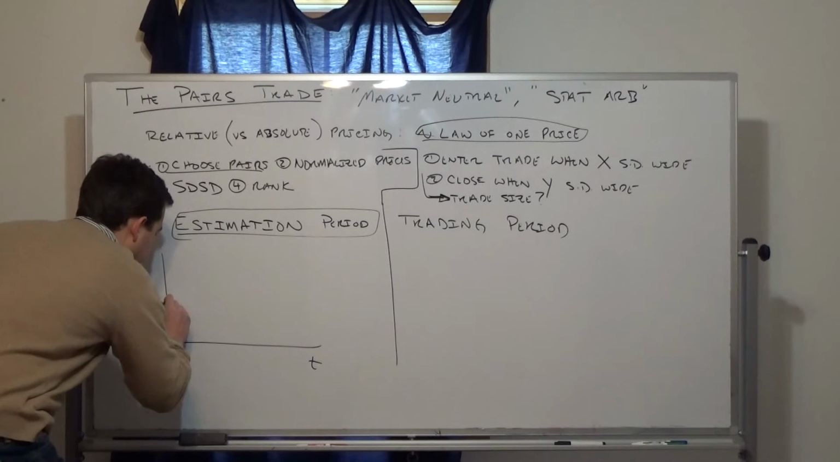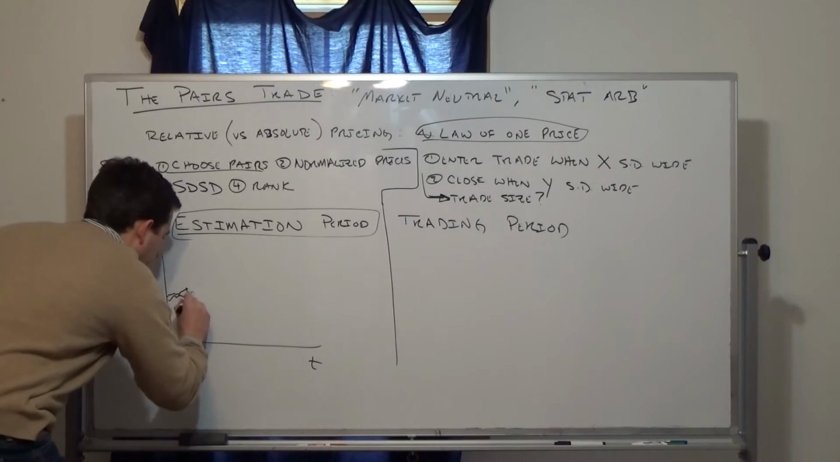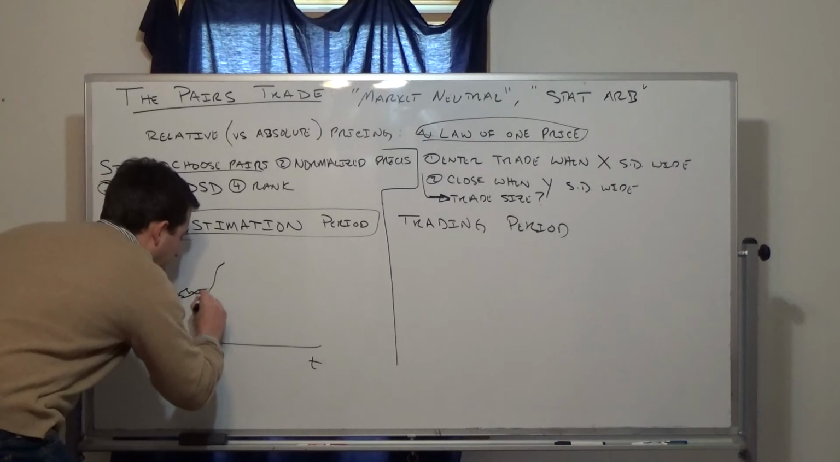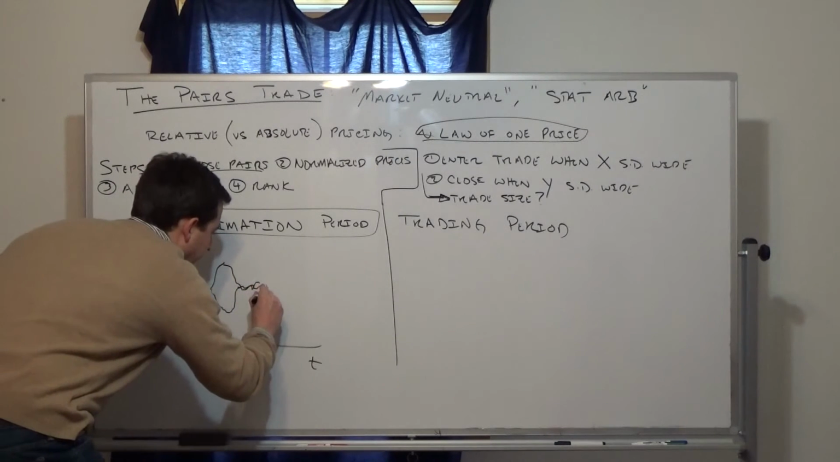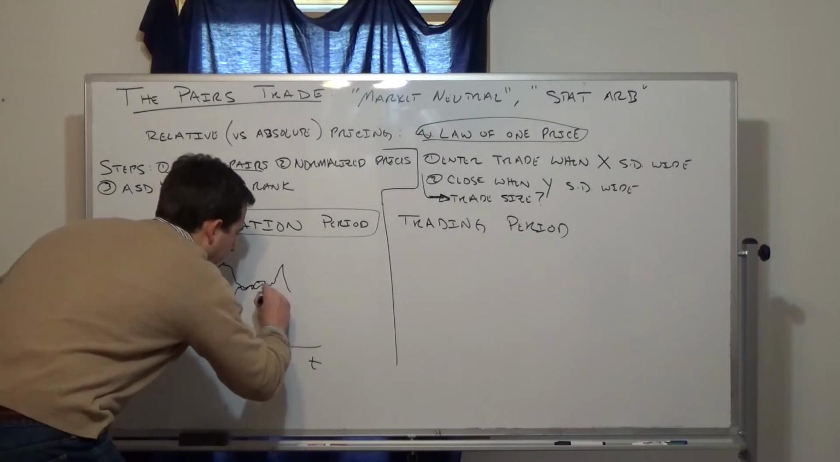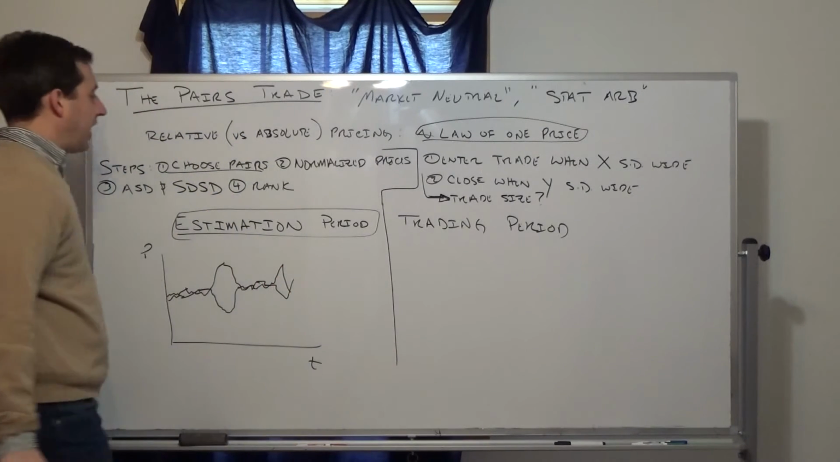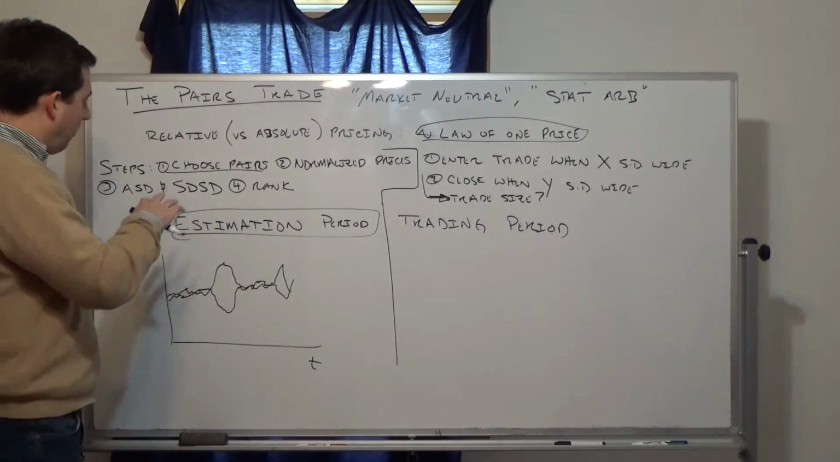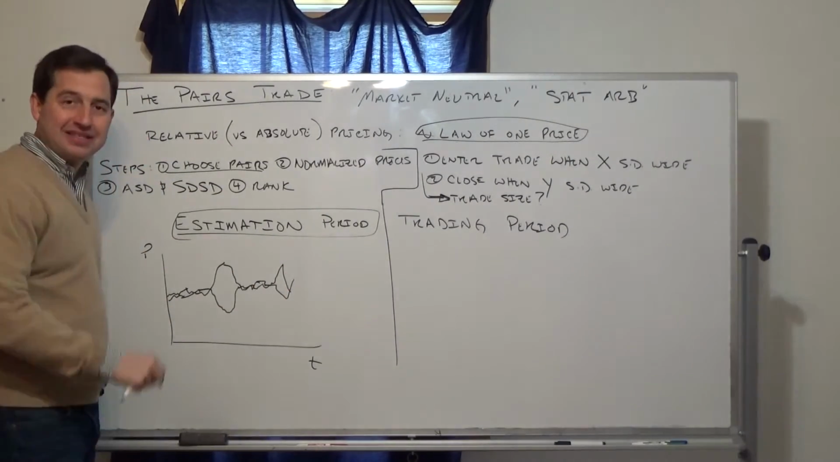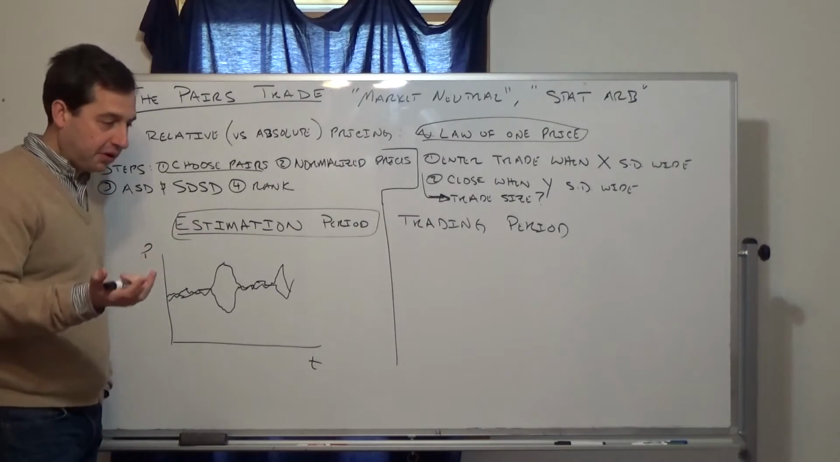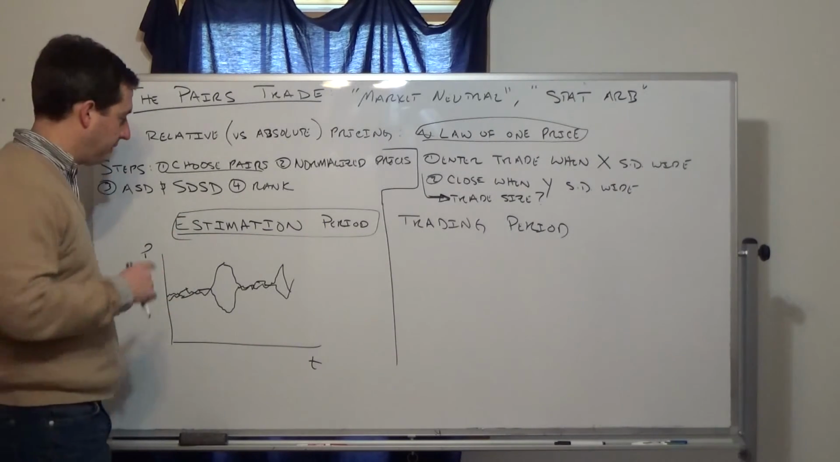A good pair is going to do this. They're going to stay together, then break apart, and then snap back together. Stay together, break apart, snap back together. So first we choose the pair and calculate the normalized prices. And my interactive lecture notes are going to do this for you for any pair that you input.